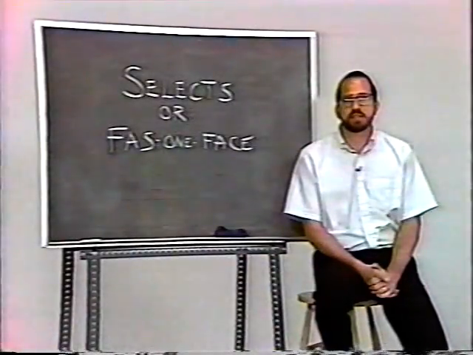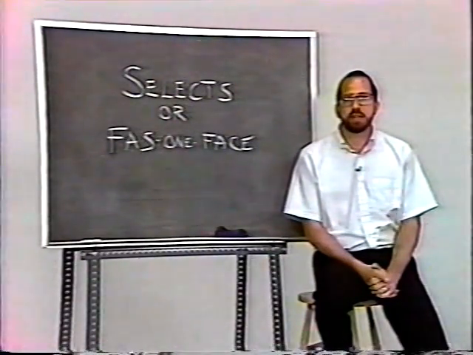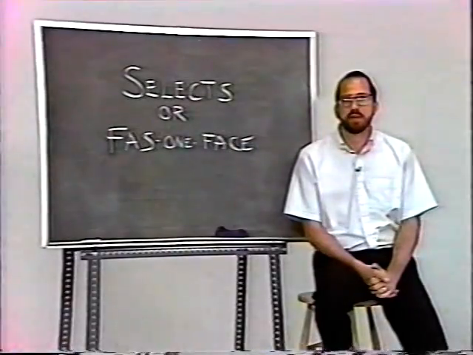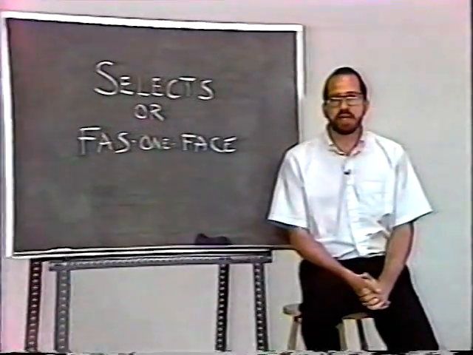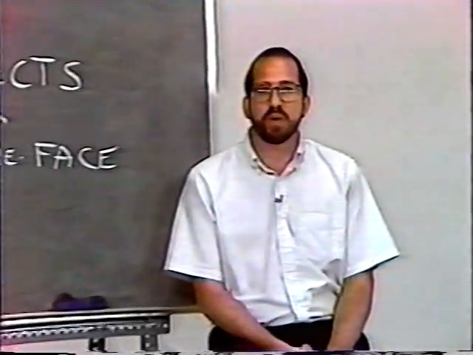Now let's discuss the selects grade. Remember, the grade is normally established by the poor side of the board. For example, if the poor face grades FAS and the good face grades FAS, the grade of the board is an FAS. If the poor face grades number 1 common and the good face grades number 1 common, then it's a 1 common board.